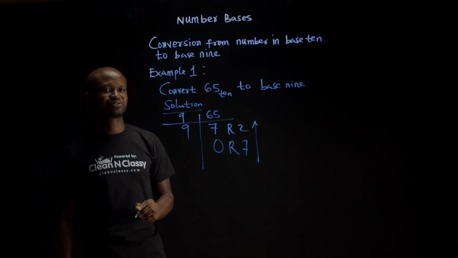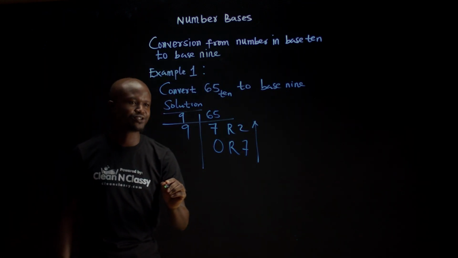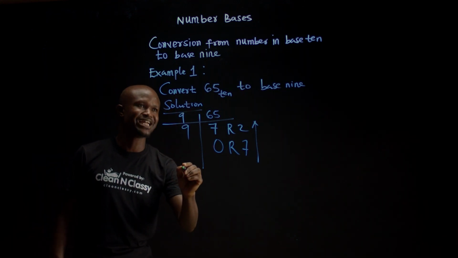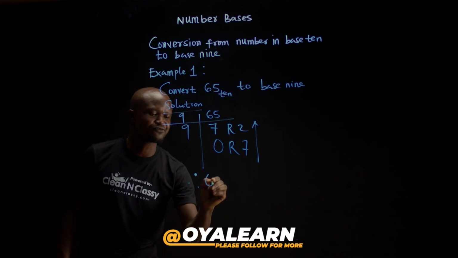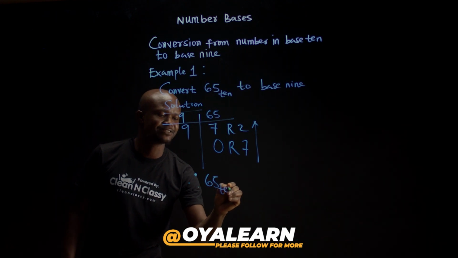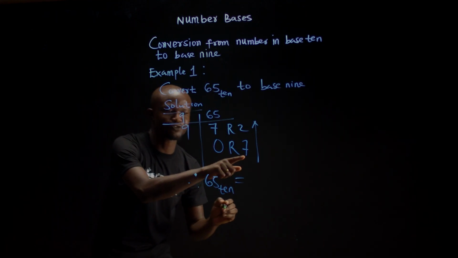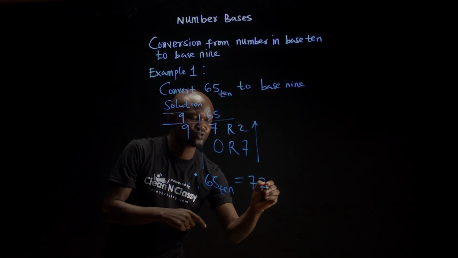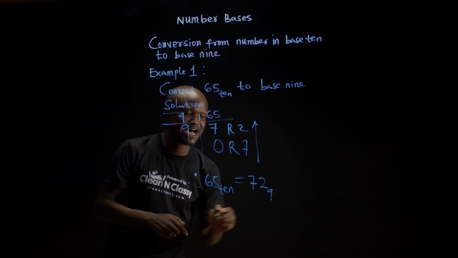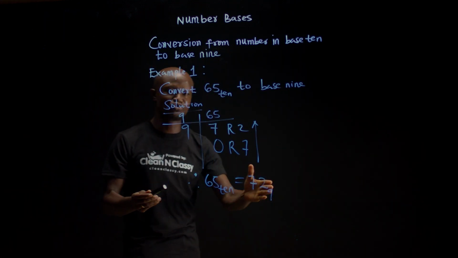Your final solution. Now what do you do? What are you going to write? We now have 65 base 10 to be equals to what? The first number down, 7, followed by what? 2 in base 9. That is the solution to the problem.